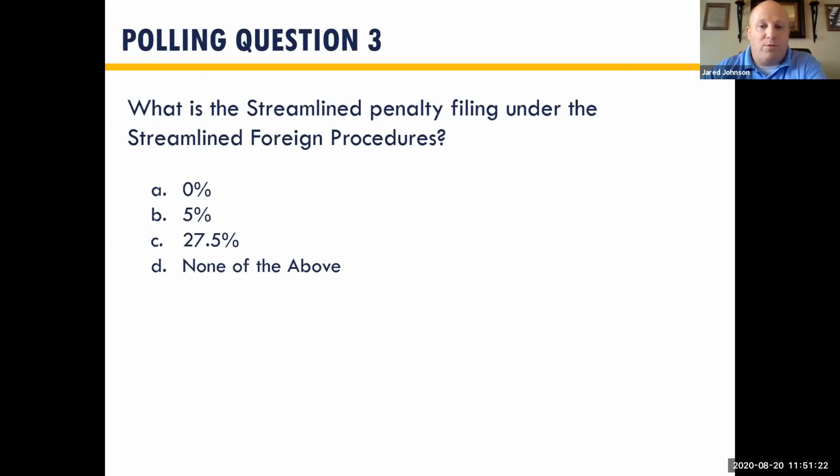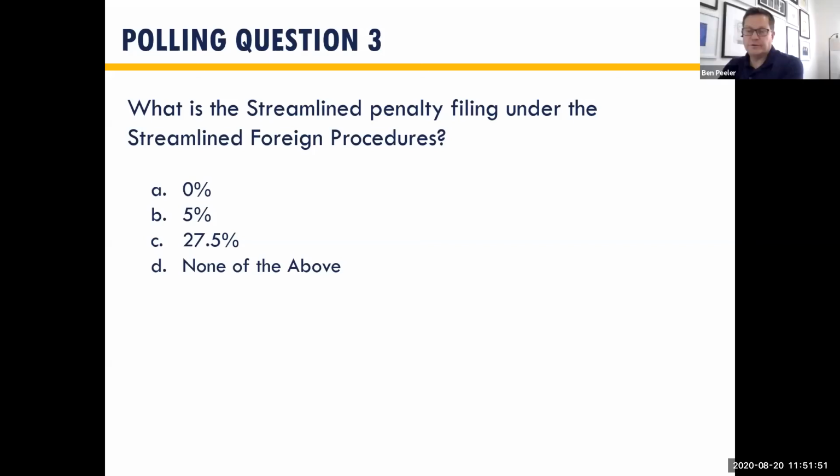So the polling results, the poll has ended basically, and 50% answered 5%, which is a correct answer. And 27.5% is the other major vote getter. That is 33%. That is the penalty amount that was under the old Offshore Voluntary Disclosure Program. So the streamlined penalty is 5%.